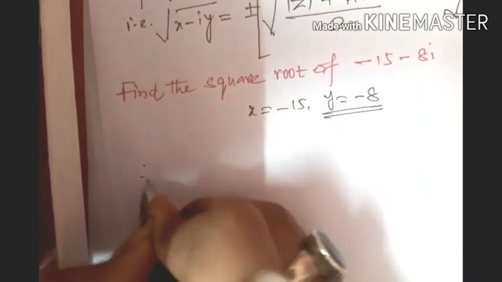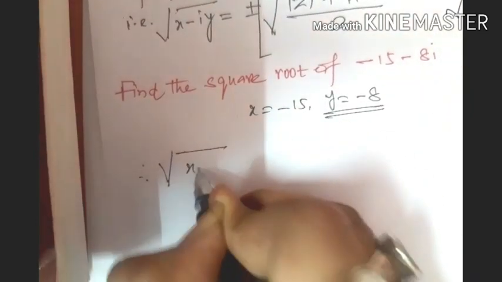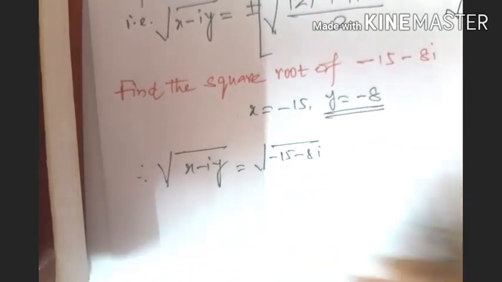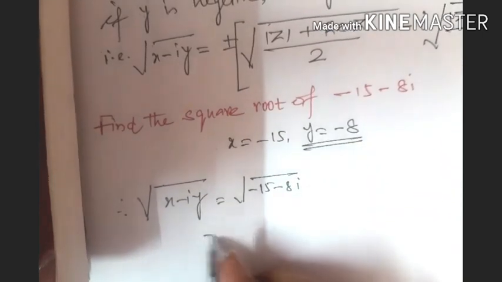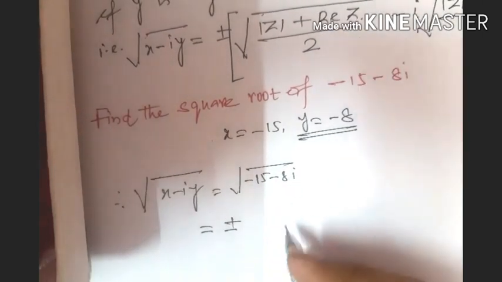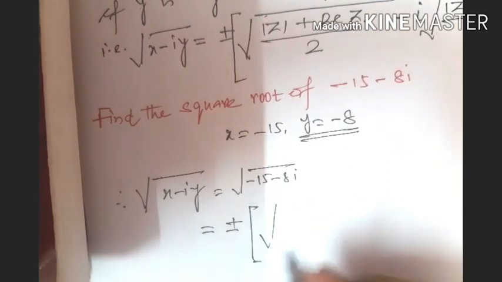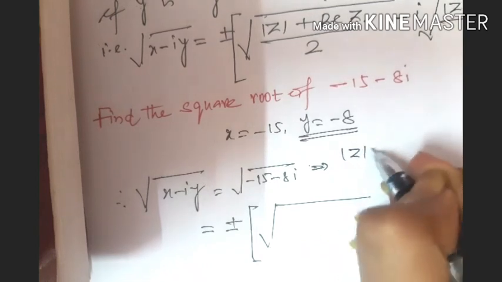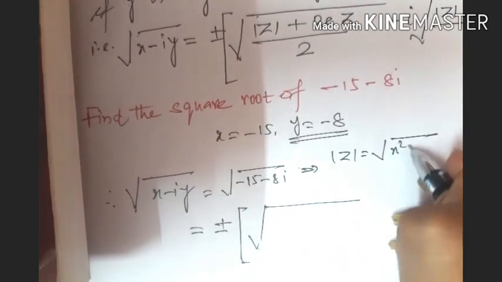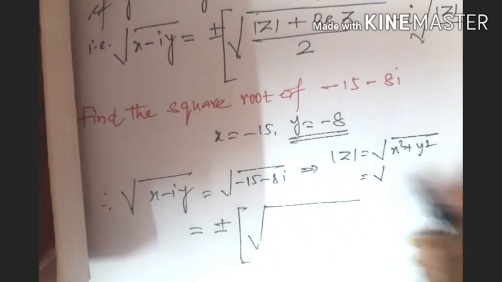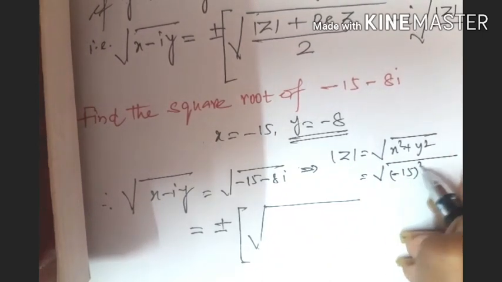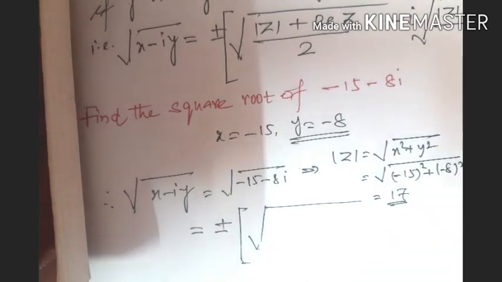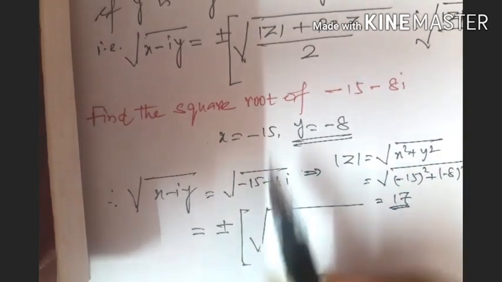So root over x minus iy, that means root over minus 15 minus 8i, can be written according to this formula. Plus minus sign, then bracket, root over mod z. Mod z means modulus, and the formula is root over x square plus y square, so that is root over (minus 15) square plus (minus 8) square. If you find the mod z, it will become 17. So now you have got mod z, apply it in the formula.